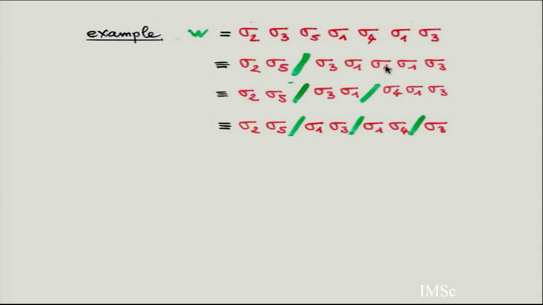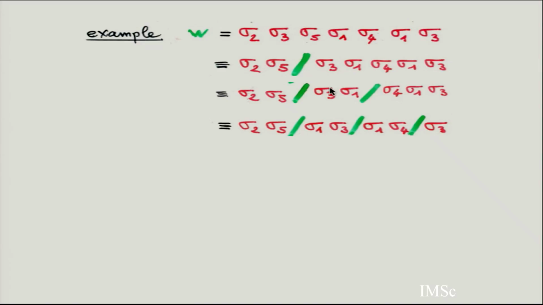But sigma 4 now cannot, because it's going to be in competition with sigma 3. The difference between 4 and 3 is only 1. Sigma 1 cannot be put in first position because it's going to be in competition with sigma 1. The rule is important, that sigma 1 does not commute with itself. It's in competition with itself. And sigma 3 also cannot be put in first position.